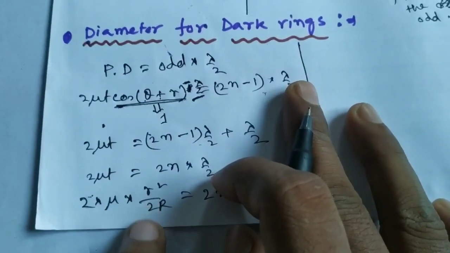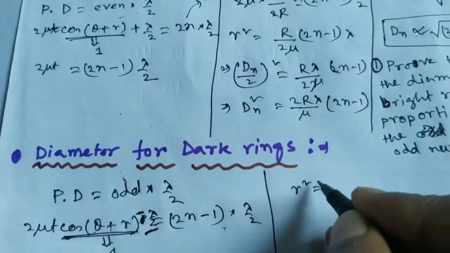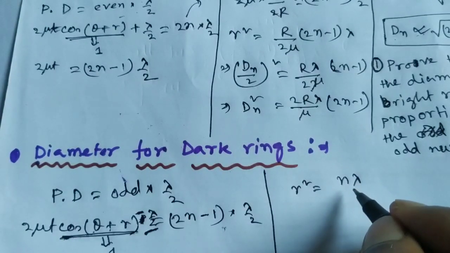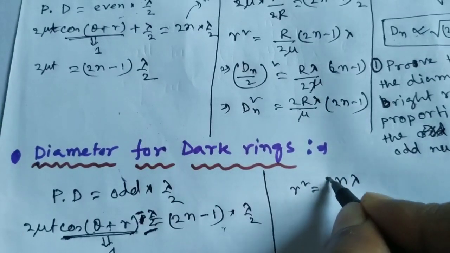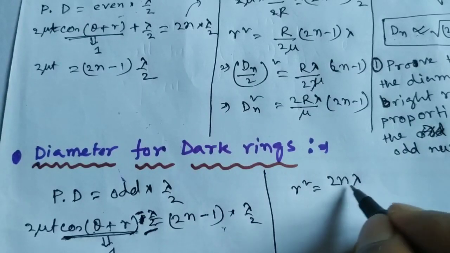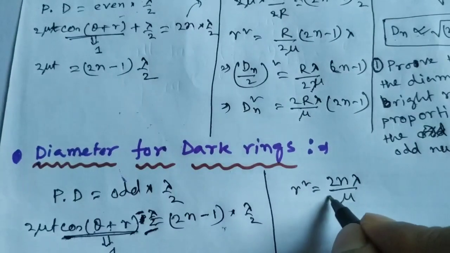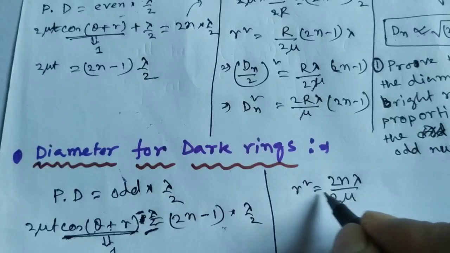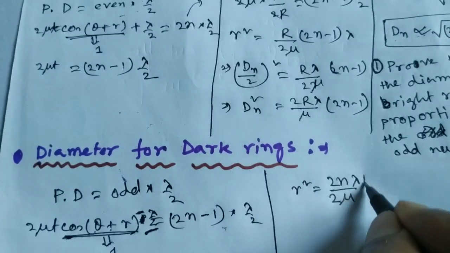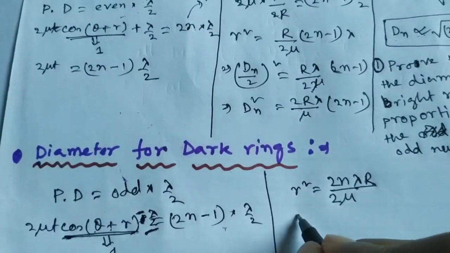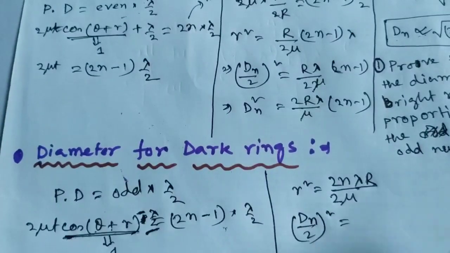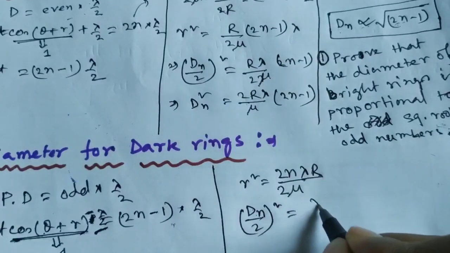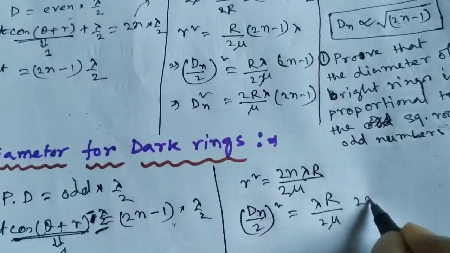Now the 2 cancels out, and we have r square equals n lambda R by mu, that is, 2n lambda R by 2 mu. So this is the r square, and we get (dn by 2) whole square. Now dn is the diameter of the nth dark ring, so dn square equals lambda R by 2 mu into 2n.